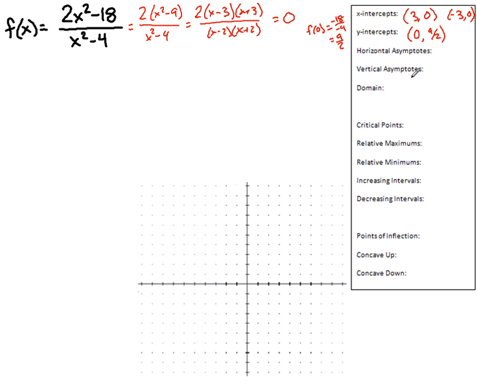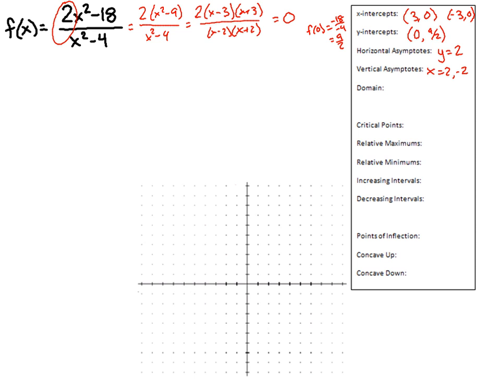All right, horizontal and vertical asymptotes. Horizontal asymptote, we're first going to look at the degree of the top and the bottom. Since they are the same, then we look at the coefficients. The coefficients here, 2 over 1, is your horizontal asymptote. So it's the line y equals 2. Vertical asymptotes happen when the denominator equals 0. So that happens when x equals 2 and negative 2.